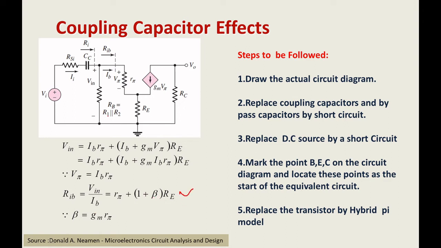This is like an impedance with respect to the base terminal, so you have to be very clear on that. Another important equation here is the beta change. Beta is nothing but the product of GM into R pi. With this assumption, GM R pi is written as beta. So the final equation is RIB equal to R pi plus 1 plus beta RE. This is the equation you want to remember for the numericals.